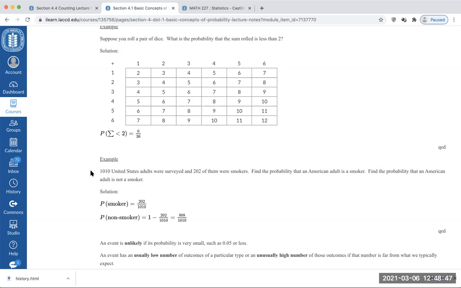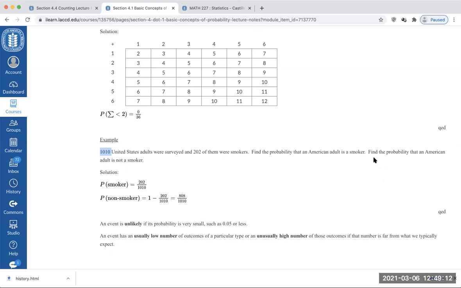1,010 adults were surveyed, and 202 of them were smokers. Find the probability that an American adult is a smoker. Find the probability that an American adult is not a smoker. So 202 out of the 1,010 were smokers. Everyone else was not a smoker.